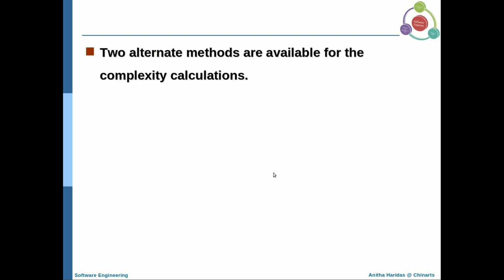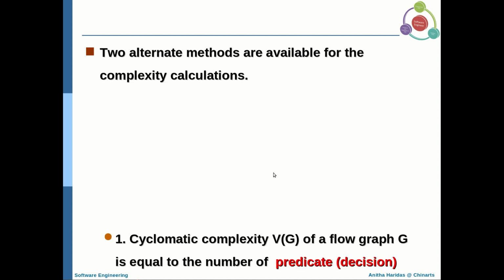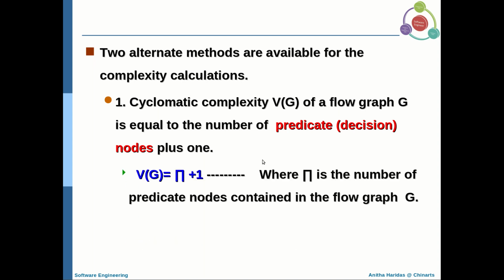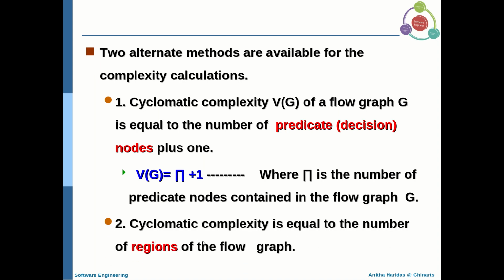Now these are the 2 alternate methods which we have already discussed in our example. 1. The cyclomatic complexity of flow graph G is equal to the number of predicate nodes plus 1, which we have seen already. Number of decision making nodes plus 1 will give you the complexity metric. It can be denoted like this: V of G is equal to phi plus 1, where phi is the number of predicate nodes contained in the flow graph G. And it can also be calculated as the number of regions of the flow graph. This also we have seen in our example.